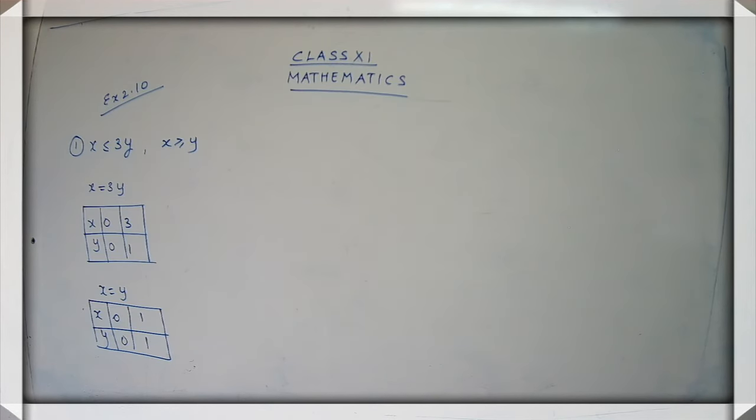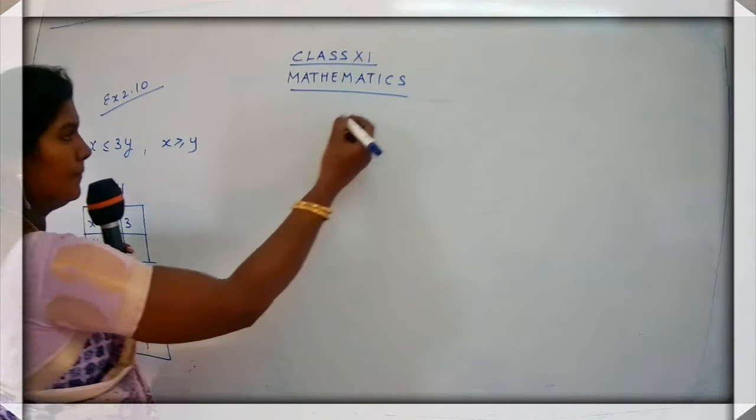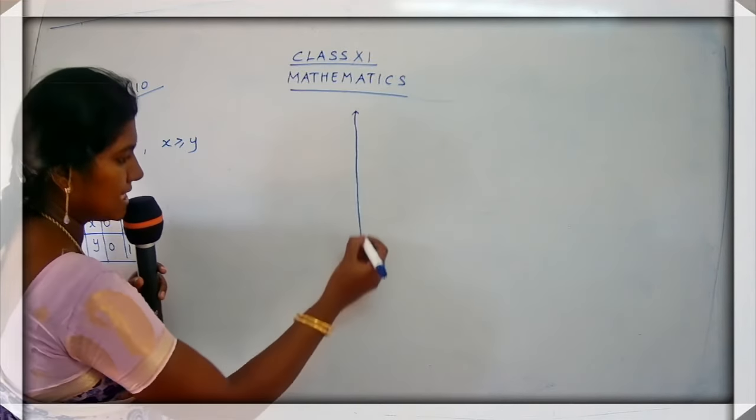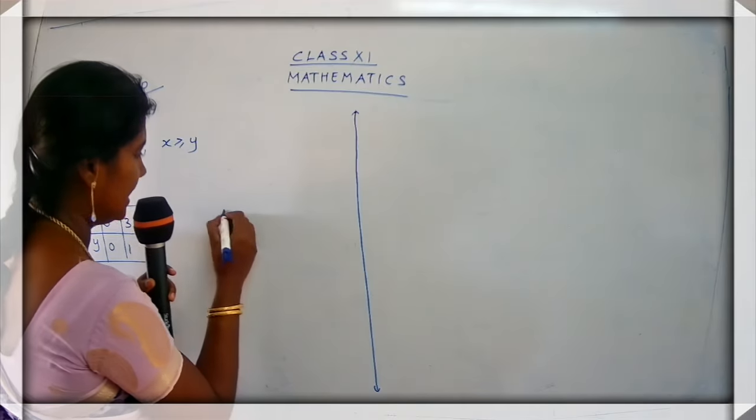Okay, are you ready? Have you completed the tables for x is equal to 3y and x is equal to y, children? Okay. Now let's come to the graph paper. You take your graph paper, the front page. You are going to draw an x-axis and a y-axis very neatly.